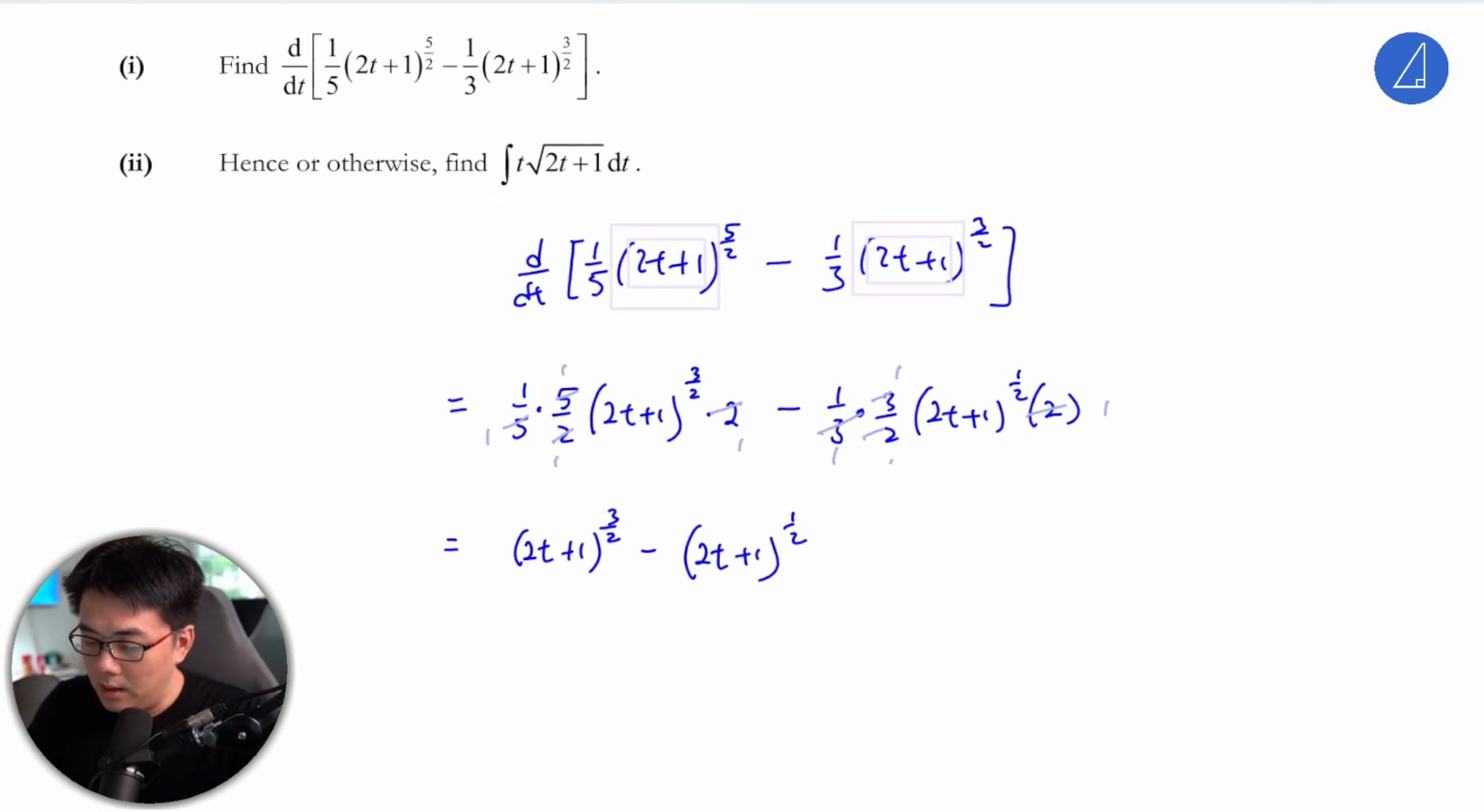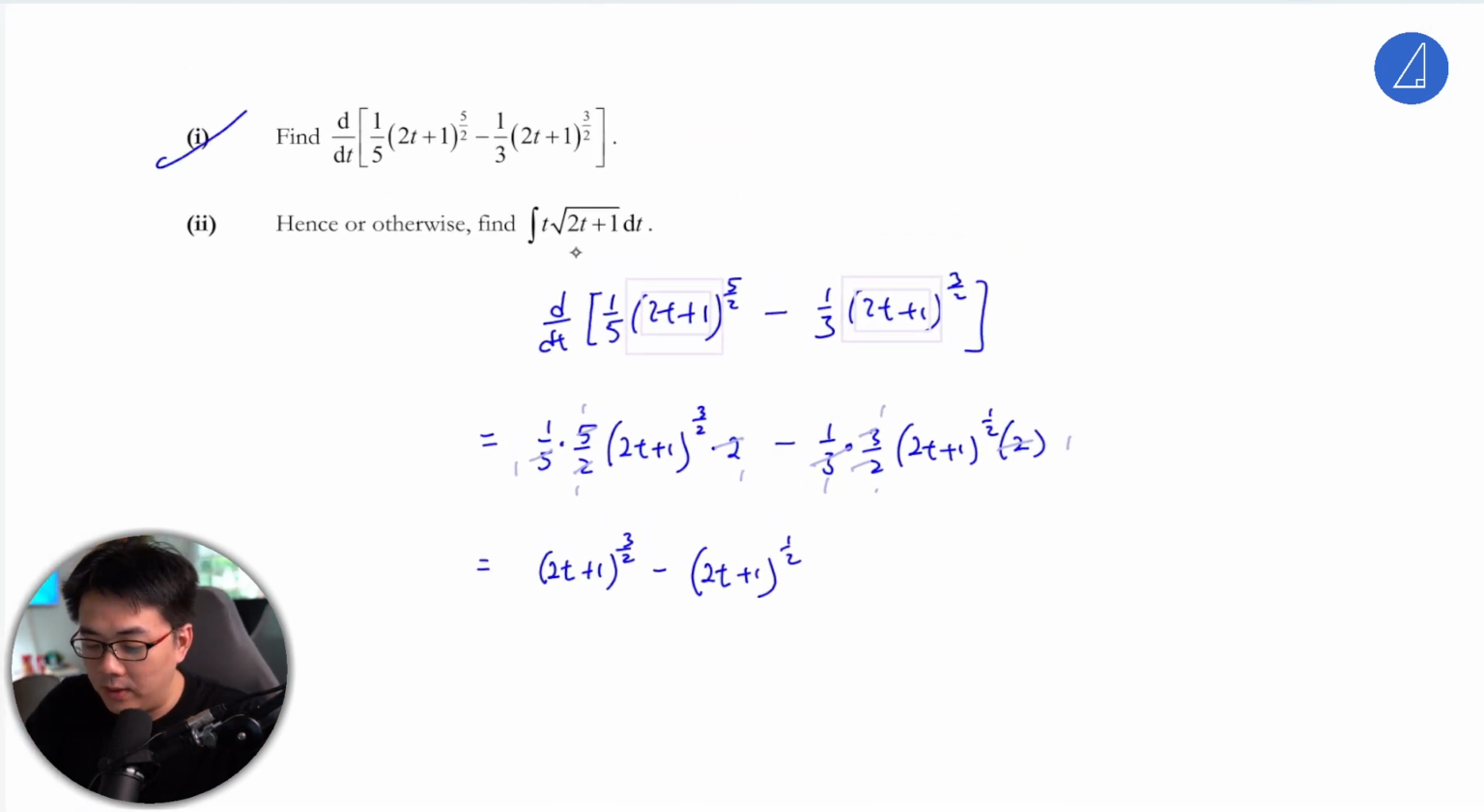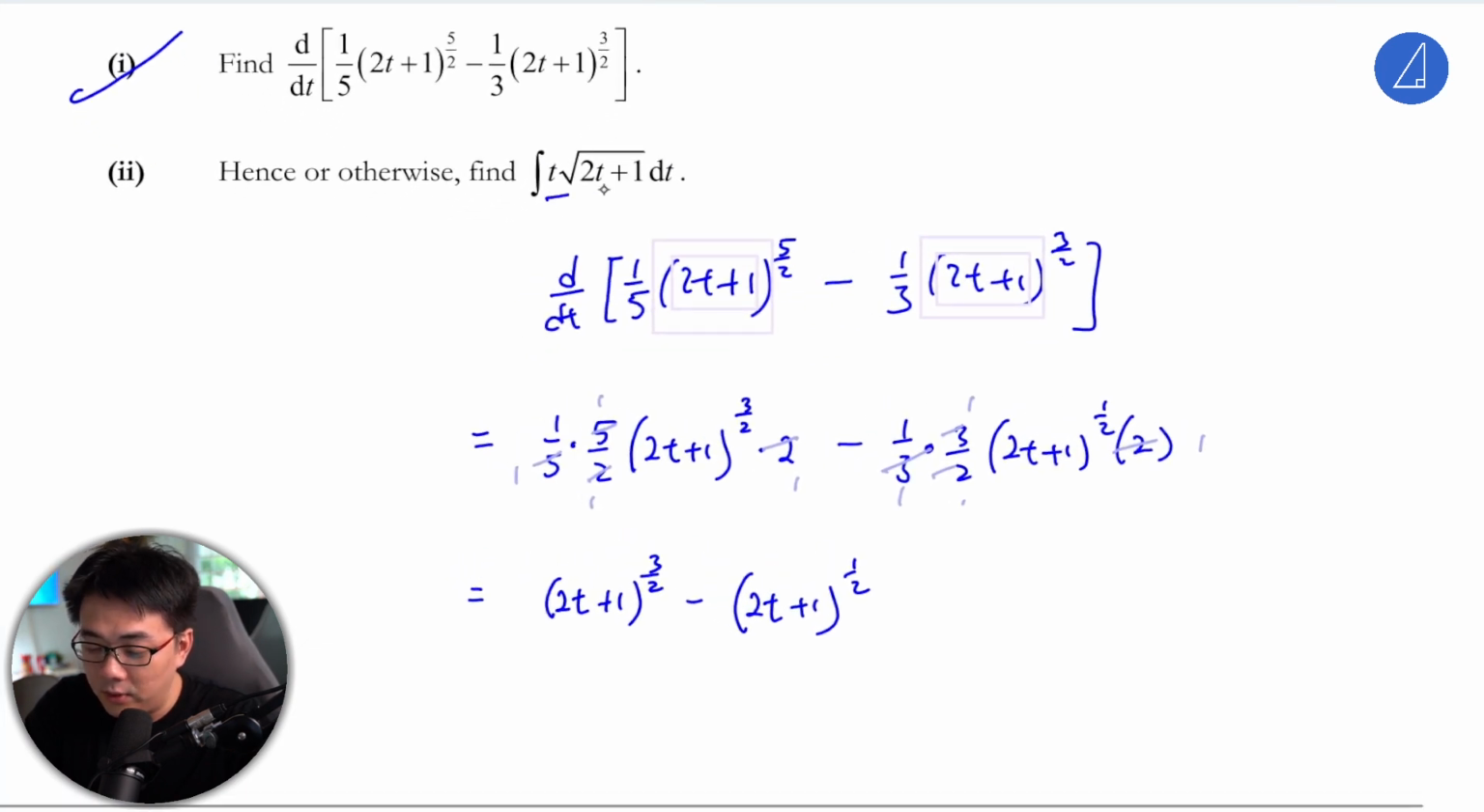Right, that's it. Then after which, hence or otherwise, find this expression here. I think this is a pretty interesting one. Now, the idea is very simple. What we need to do is, we know that differentiating this will give us this, right? Somehow this whole chunk here has to be manipulated, because you haven't learned advanced level of integration yet. So what we need to do is just rearrange this to look like this.